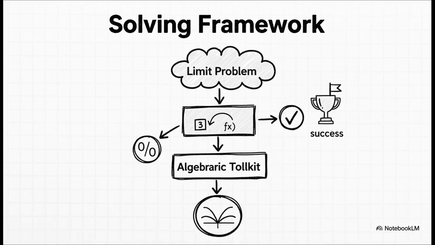So let's wrap this all up into a simple game plan. Here's your framework. Step 1. Always try direct substitution first. If you get a number, you're done. Awesome. Step 2. If you get that 0 over 0 signal, don't panic. It just means it's time to open your algebraic toolkit. Pick the right tool for the job: factoring, conjugates, or simplifying. And for those really tough cases, remember you've got that secret weapon, the squeeze theorem.